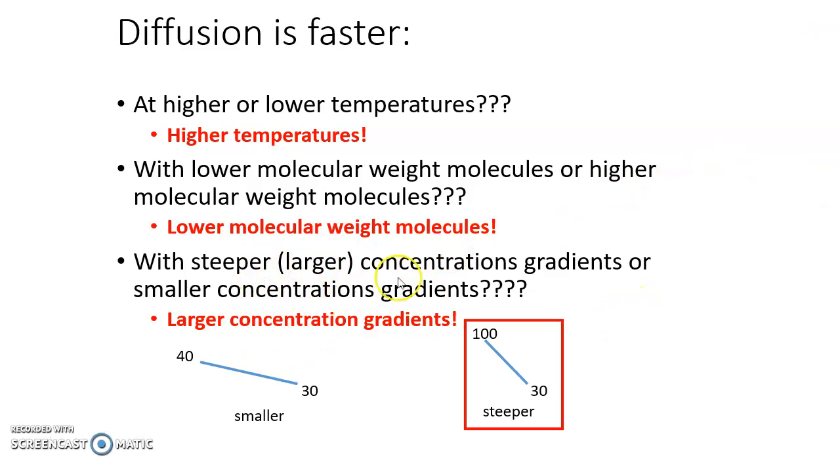And then steeper concentration gradients. So the bigger the difference between the two sides, between the high and the low, the faster the rate of diffusion. So you can sort of think of it as a steep line versus a less steep line. This gradient, only difference of 10, smaller gradient. This gradient, difference of 70, much steeper. So that is going to be faster.